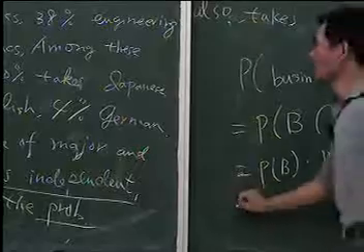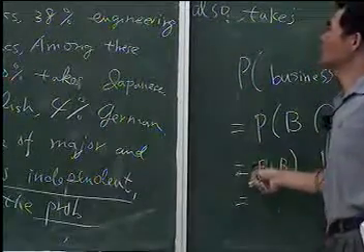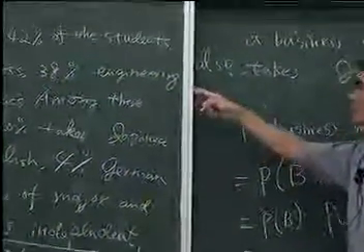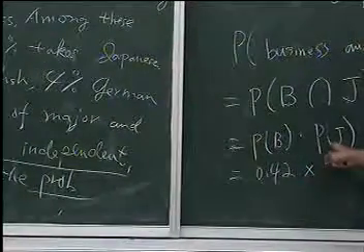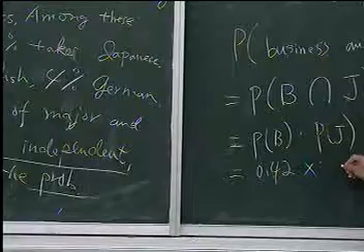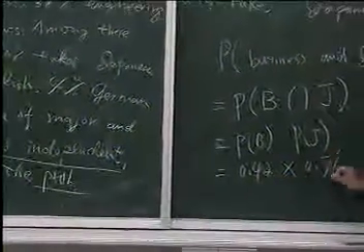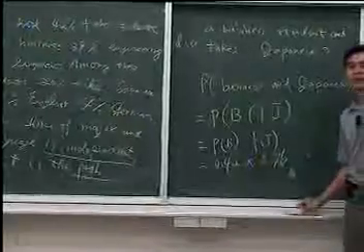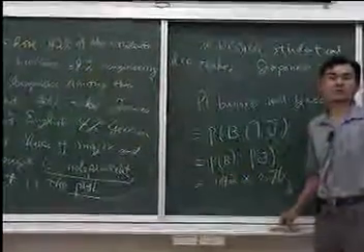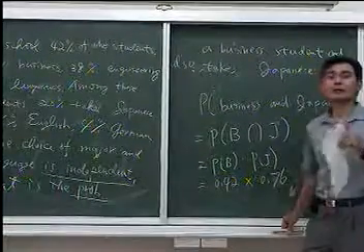So then probability of B, what's the probability they take business major? That's 0.42, right? What's probability J? 76%. Okay, so that would be the answer. Okay? Any questions? Questions?